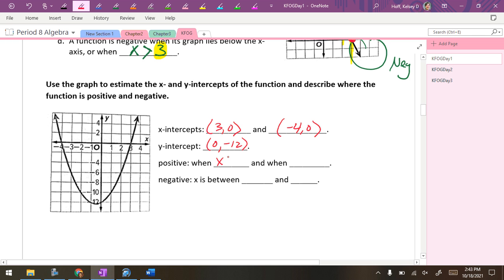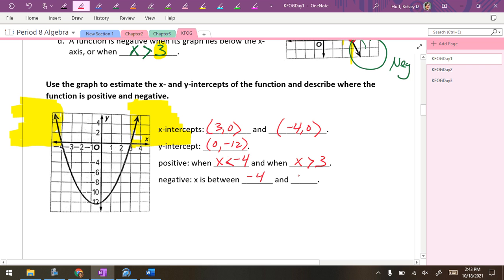Who can tell me positive when, Sophia? X is... ooh, careful. Greater than negative 4 would be this direction. So x is less than negative 4. And when x is greater than 3. Okay? The way I look at this, x is less than negative 4, that goes this way. That means this whole section is going to be positive. X is greater than 3 would mean this whole section is going to be positive. Yes? Okay?